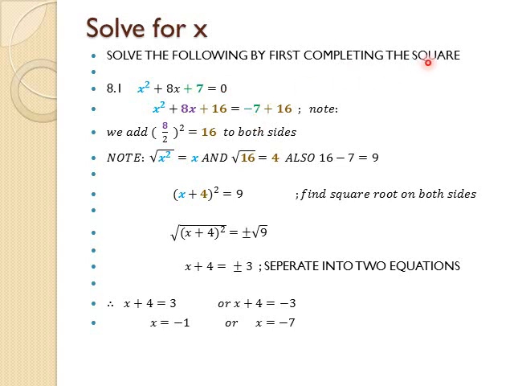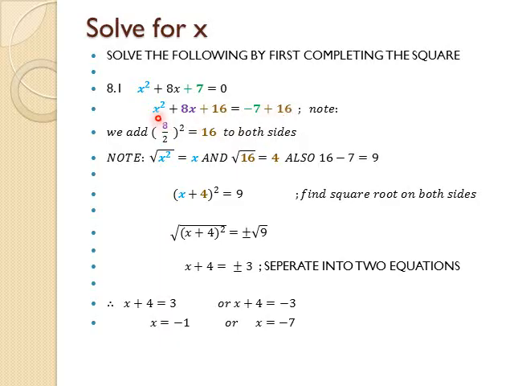Now, completing the square technically means I'm going to create a perfect square where I have a binomial, two terms in a bracket, and it's squared. So I take the middle term that's attached to x, the coefficient 8, divided by 2, and I square it. So 8 divided by 2 squared. 8 divided by 2 is 4. 4 squared would give me 16. And that value I add to both sides. So I have plus 16 on both sides.